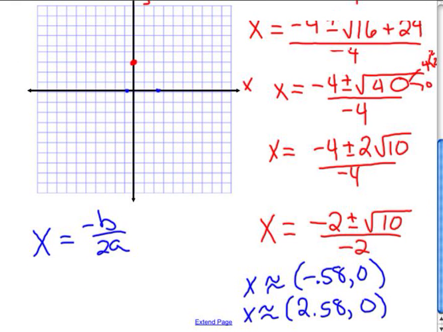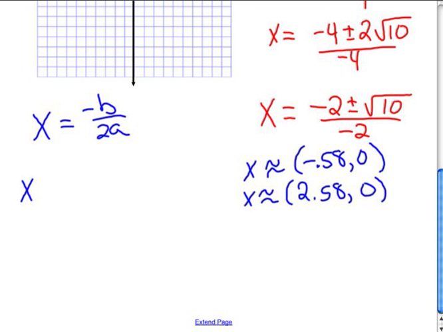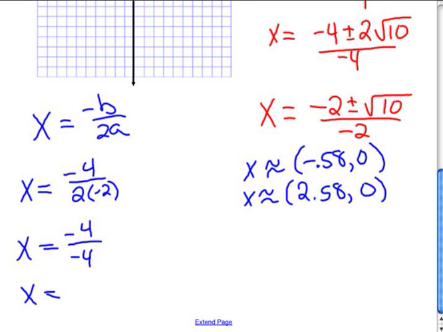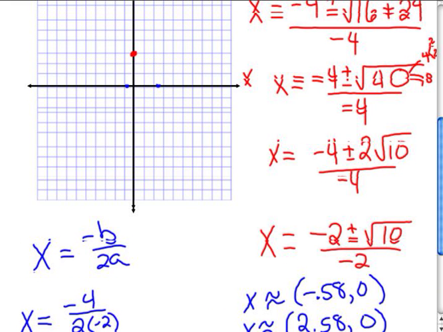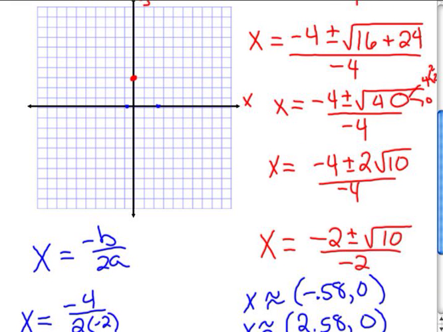So my axis of symmetry is minus 4 over 2 times negative 2. So x equals negative 4 over negative 4. So my axis of symmetry is x equals positive 1. Now this should be right between our two x-intercepts. And if you look at that, positive 1, you bet. There it is. There's my axis of symmetry. And then you can mirror that point. Any point to the left can be mirrored to the right. So I mirrored my y-intercept point right there.